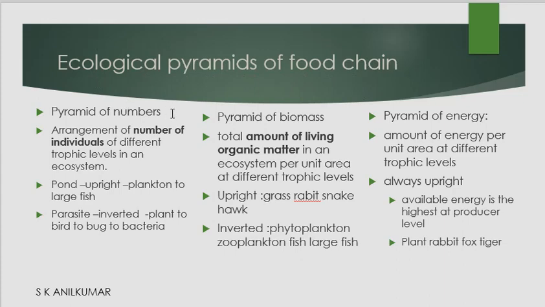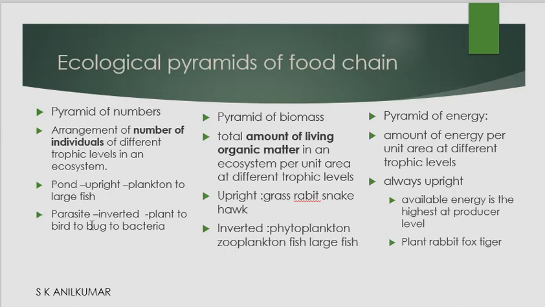Pyramid of number is the number of individuals at different trophic levels. So what is an upright pyramid? Like for example in the pond, from plankton to the large fish. There is phytoplankton, there is zooplankton, there is a small fish, there is a large fish. From this there is a lot of phytoplankton, there are only one or two large fishes.